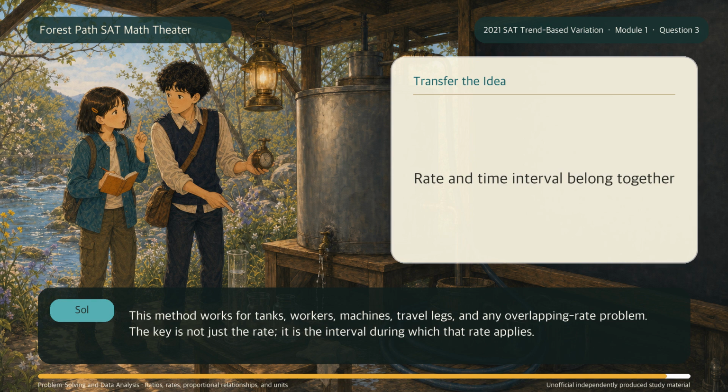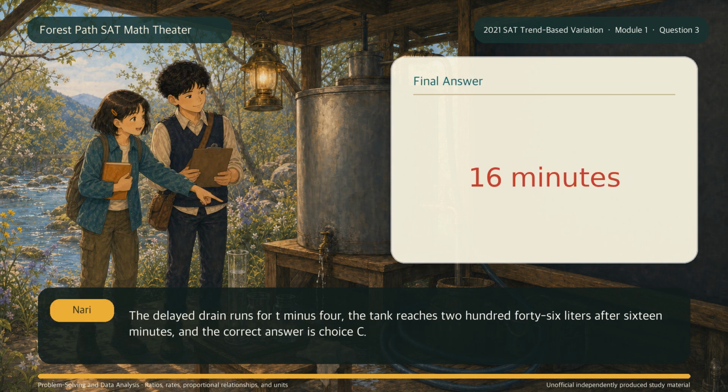This method works for tanks, workers, machines, travel legs, and any overlapping rate problem. The key is not just the rate. It is the interval during which that rate applies. The delayed drain runs for T-4. The tank reaches 246 liters after 16 minutes, and the correct answer is choice C.